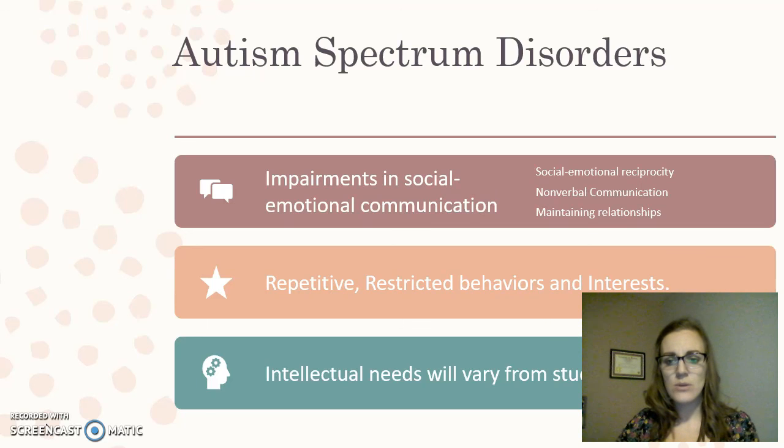As far as intellectual needs, with autism, there is a wide range of intellectual needs with students with autism. Students can range from low IQs to very high IQs. So with autism, there's really no area. It's going to vary from student to student as to what those intellectual needs will be.